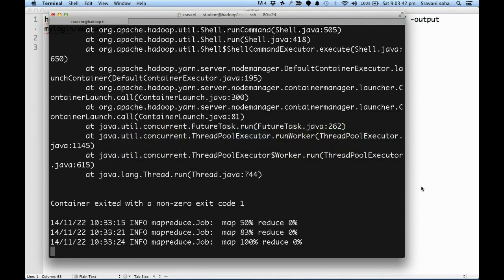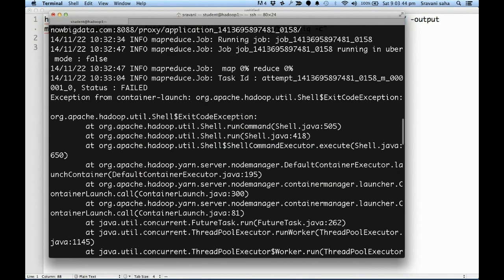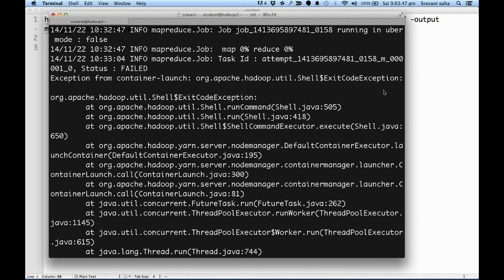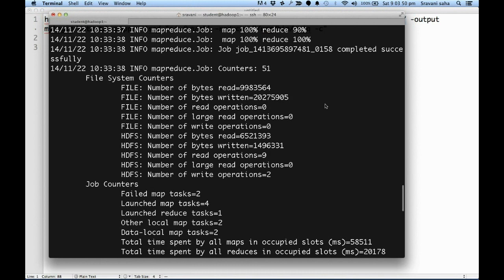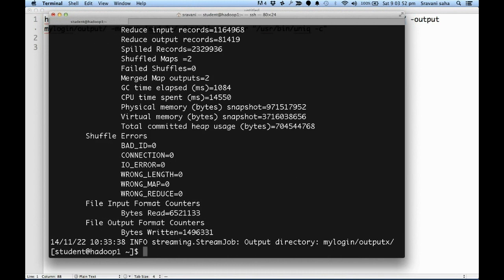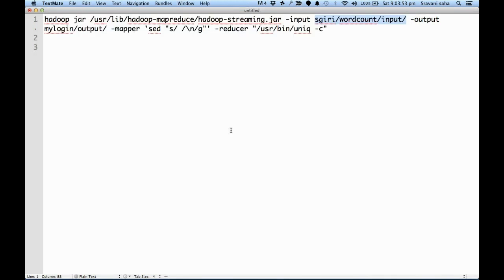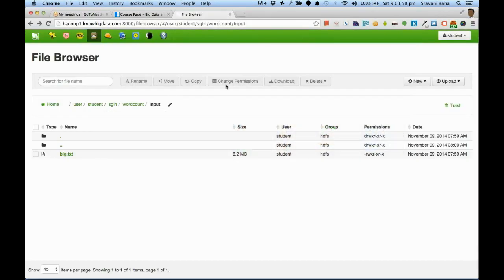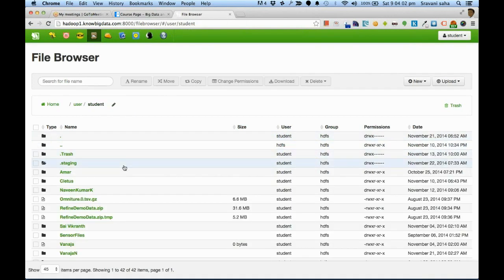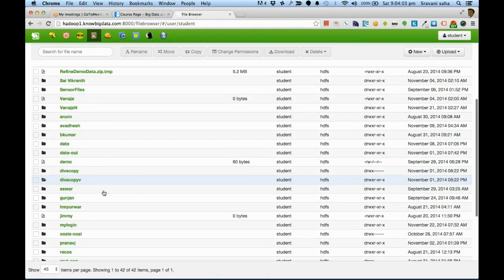Let's have a look at that. Student, and then we have my login, and then output X, and then you have part 0. So it has done its word count job. Basically it has produced the word count.